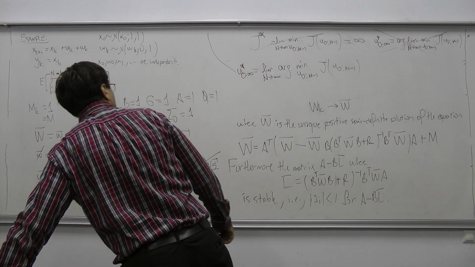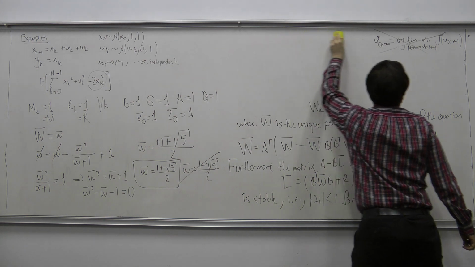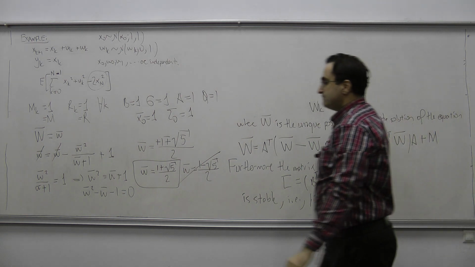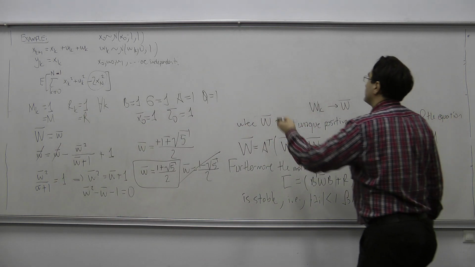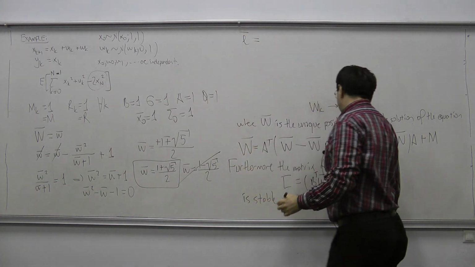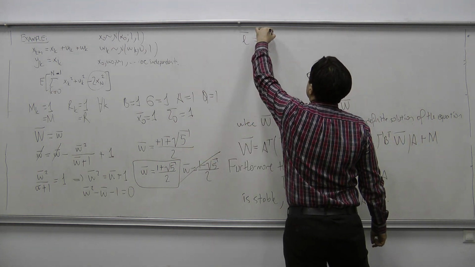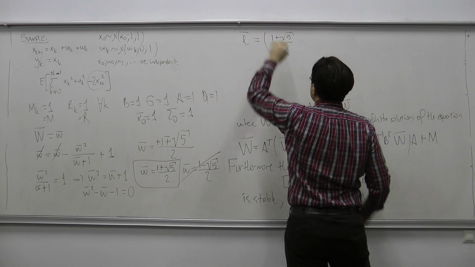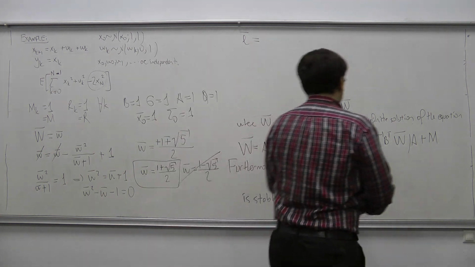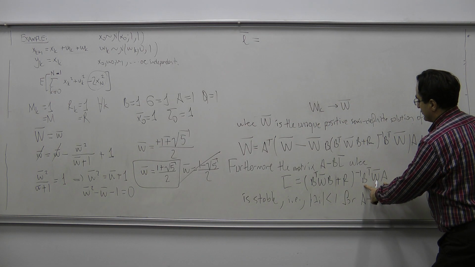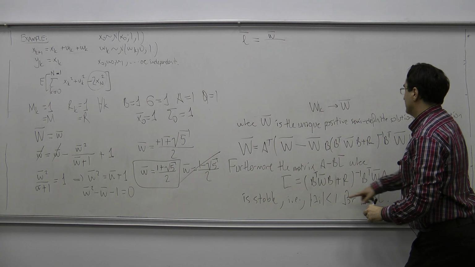And now I'm going to substitute it into the gain formula. I know that L bar is given like this. So it is going to be L bar, which is equal to B is 1, and W bar is that quantity, so 1 plus square root 5 over 2. Maybe I should write the formula first. A is 1, I have B transpose is 1, so I have W bar here, divided by W bar plus 1.